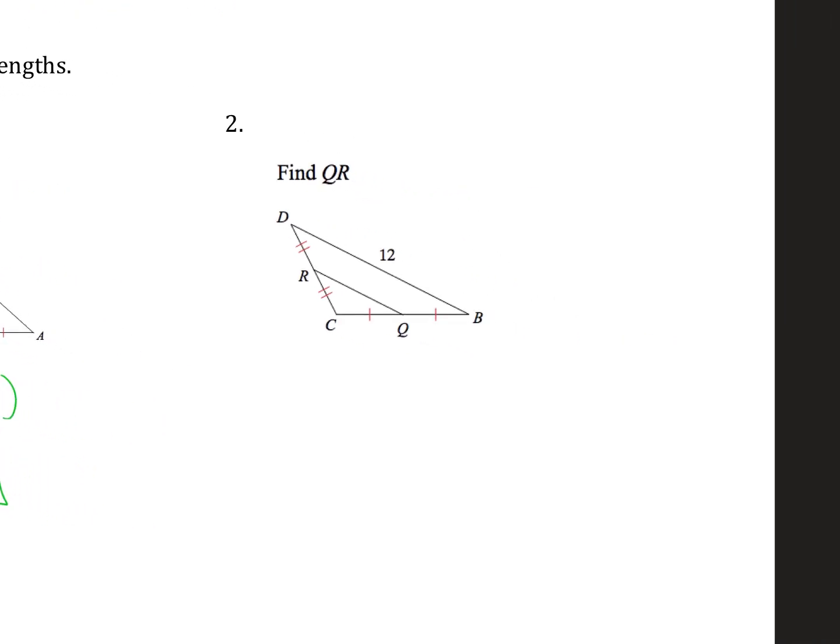How about number 2? We're finding QR. Is QR the midsegment or the third side? It's the midsegment. Is that going to be double or half of 12? That's going to be half of 12. What's half of 12? That is 6. And there's our answer.